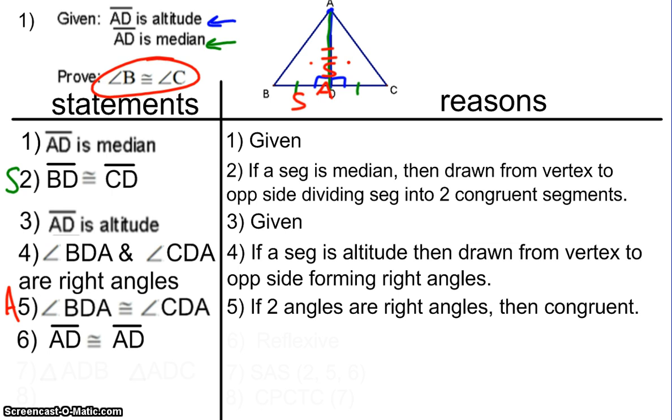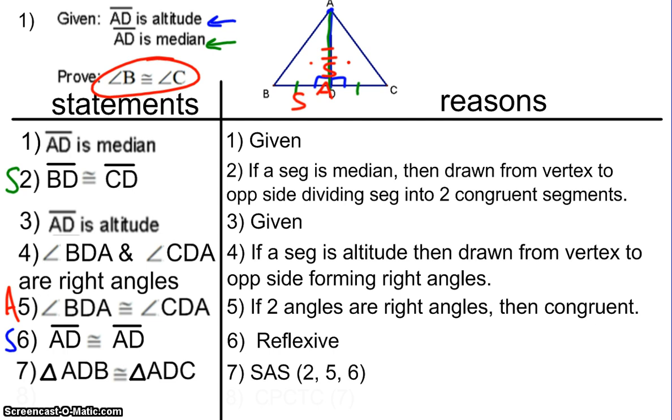And now I'm trying to get my last side, so I can say that the third side is congruent, and that is the reflexive side. I now have the necessary pieces to say the triangles are congruent by side, angle, side, and my steps I was using were 2, 5, 6.